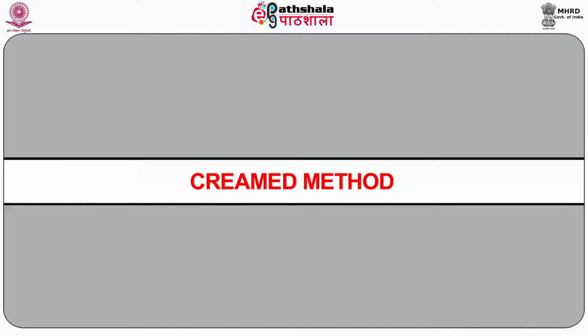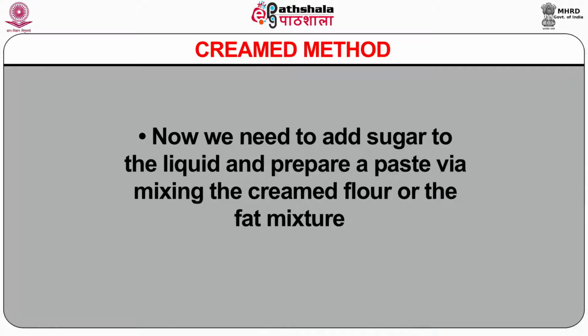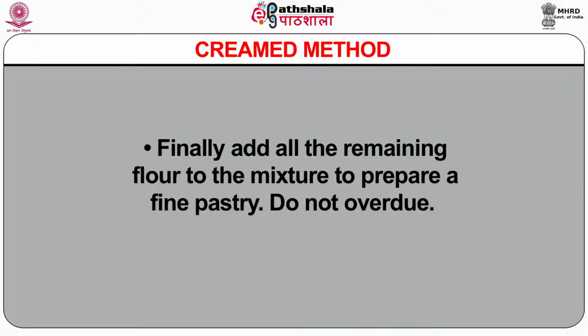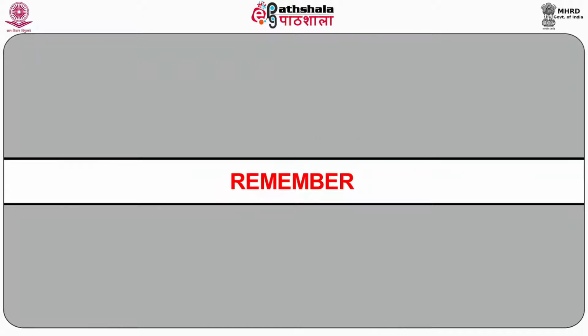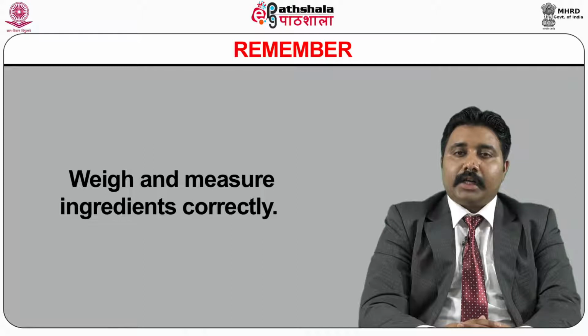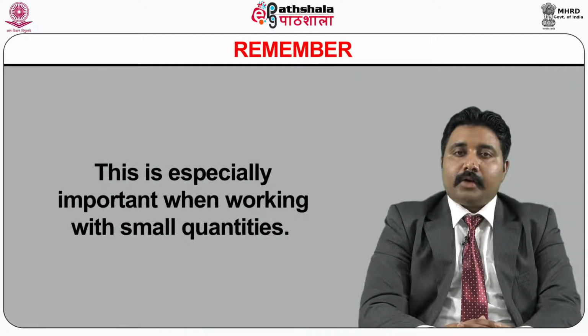Creamed method: initially, we need to cream the fat along with half of the flour we already sifted. Now, we need to add sugar to the liquid and prepare a paste by mixing the creamed flour and fat mixture. Finally, add all the remaining flour to the mixture to prepare a fine pastry. Do not overdo it. Remember, weigh and measure ingredients correctly. This is especially important when working with small quantities.